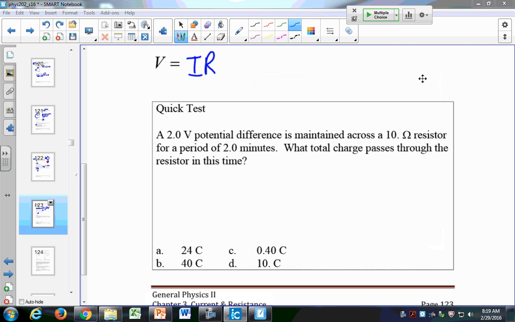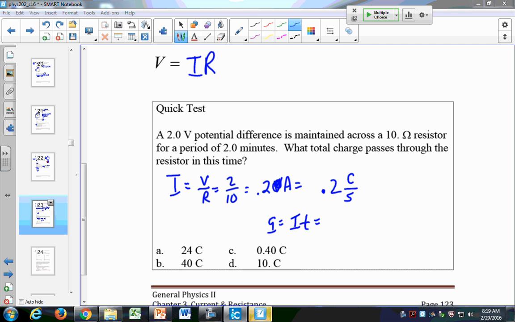All right, so here I first want to find my current. I, by Ohm's law, is V over R. That's going to be 2 divided by 10, which is 0.2 volts, or excuse me, 0.2 amps. I can think of that as 0.2 coulombs per second. And then if I want to know the total amount of charge, Q, that's going to be the current times time, 0.2 coulombs per second times the number of seconds. 2 minutes is 120 seconds, so that's going to be 24 coulombs. So A is the right answer.